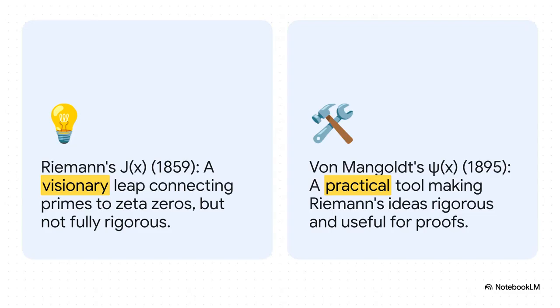It really is the classic story of the visionary versus the pragmatist. Riemann, he gave us this breathtaking, world-changing vision with J of x. He saw a connection no one else could even imagine. But it was von Mangoldt, the pragmatist, who came along later and basically said, "This is absolutely brilliant, but I can build a much cleaner, stronger, more useful tool to actually get the work done." And that tool, that was psi of x.